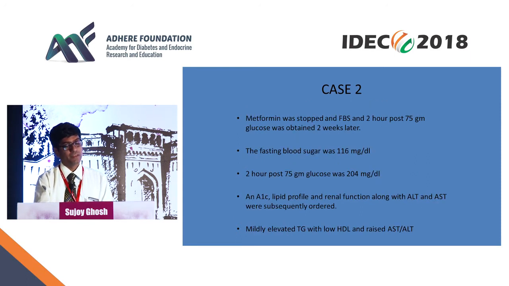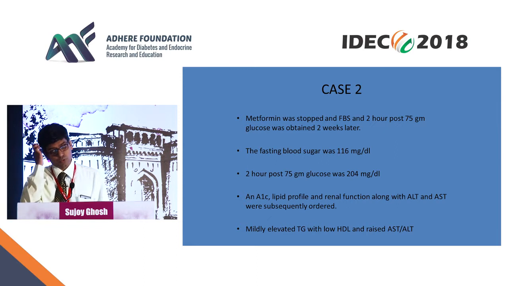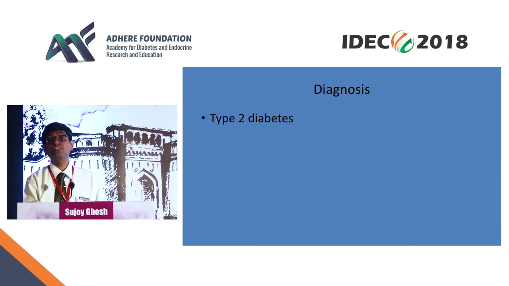So, we stopped the metformin because doing any tests on the metformin will actually mask the results of hyperglycemia, and after 2 weeks or so, we did an oral glucose tolerance test which confirmed that she was actually already diabetic. And A1C was done, lipid profile and renal function along with liver enzymes was done. Not surprisingly, the triglycerides are elevated and the HDL is low. So, this is essentially a pure case of type 2 diabetes.